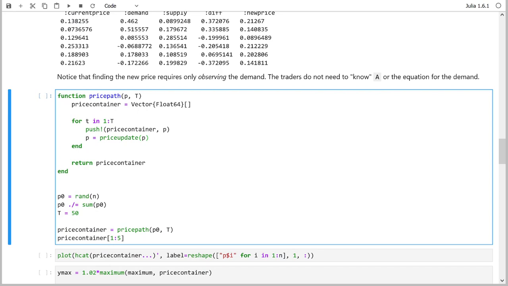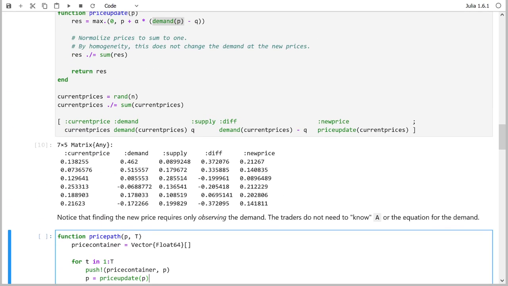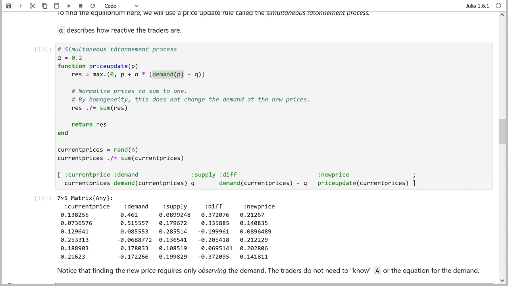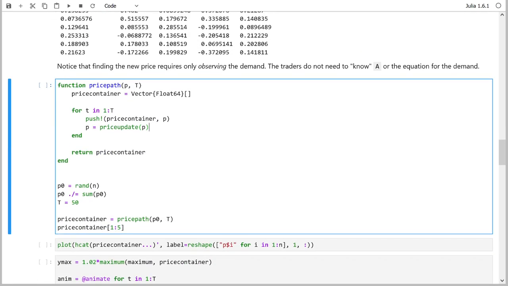So what I've created here is a price path function. And what this function is going to do is it's going to repeat the price update a bunch of times and show us how the prices for the goods in our market sort of evolve over time. I start by initializing my price container.